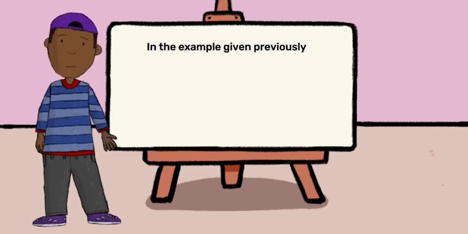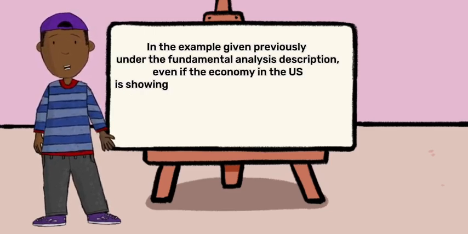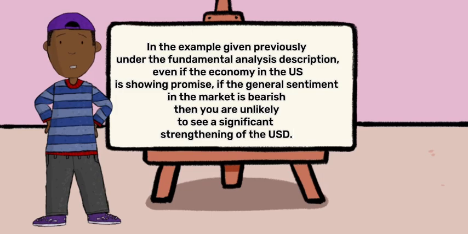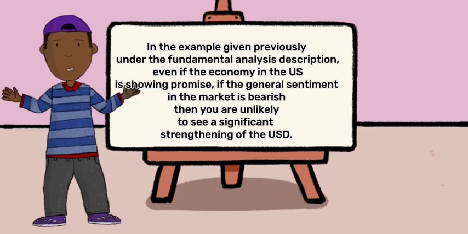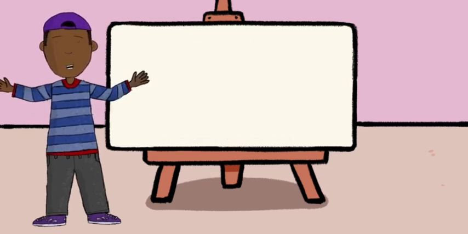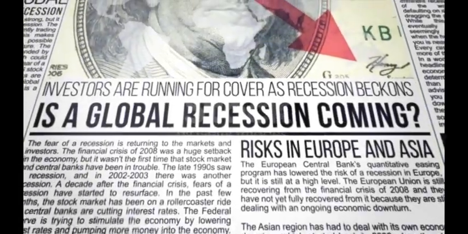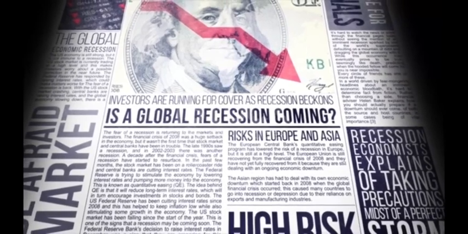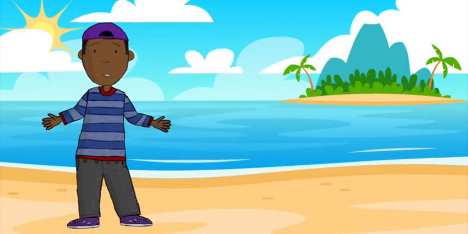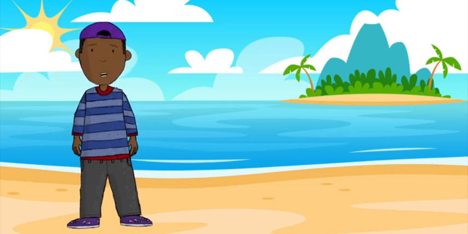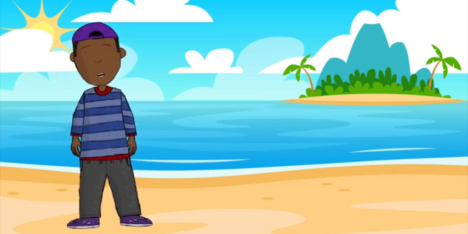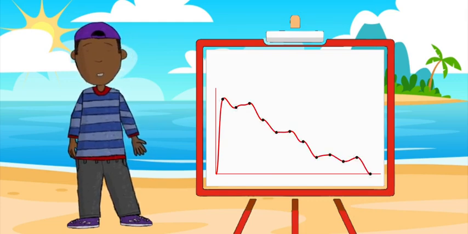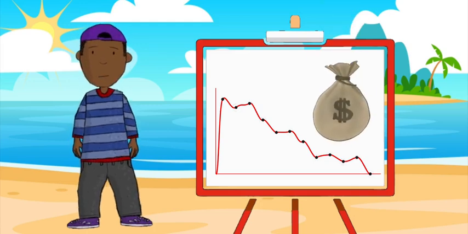In the example given above under the fundamental analysis description, even if the economy in the US is showing promise, if the general sentiment in the market is bearish, then you are unlikely to see a significant strengthening of the USD. Negative news in a bearish market can result in amplified negative impacts on the currency in question. On the other hand, positive news in a bullish market may result in amplified positive effects, and negative news in a bullish market may not result in significant negative impact on the currency in question.